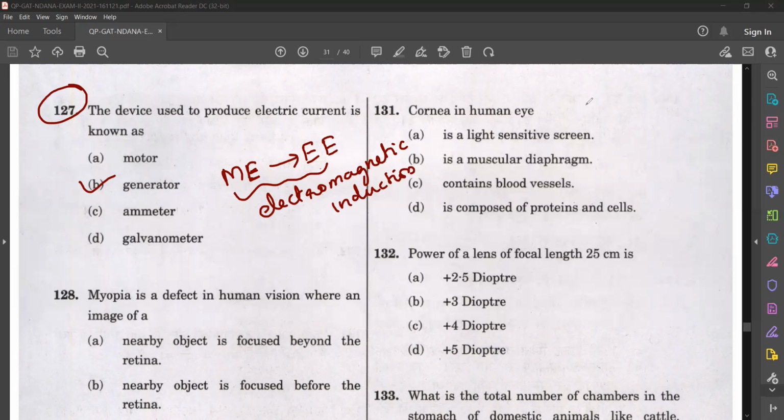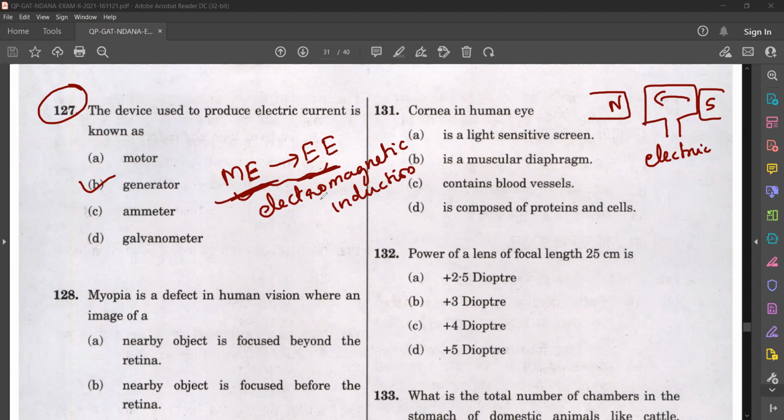So what happens in a generator? In a generator, mainly you will have a magnet, north pole, south pole, and inside that you will be keeping a coil, the armature, a rectangular coil. Then we'll rotate this inside this magnetic field, isn't it? Whenever a conductor is being moved in a magnetic field, electricity is produced. So here mechanical energy is converted to electrical energy, and the working principle is electromagnetic induction.